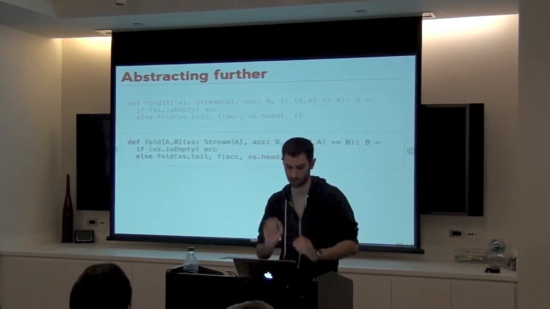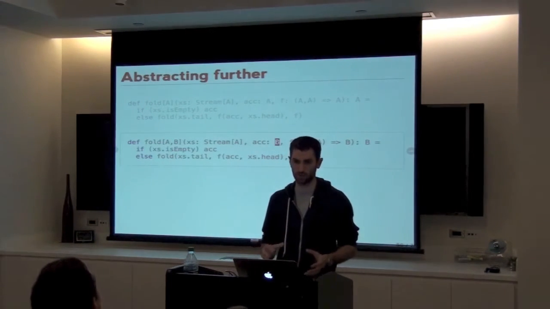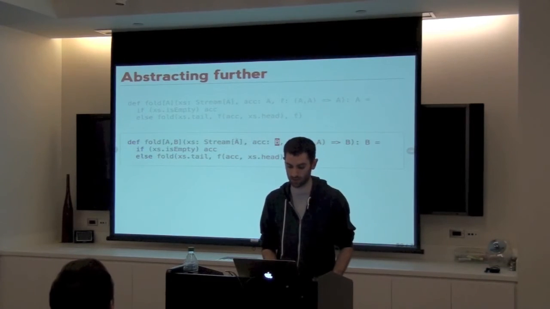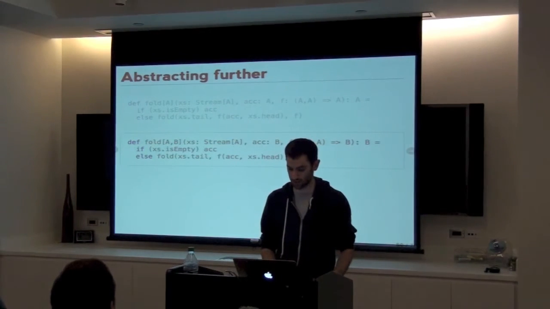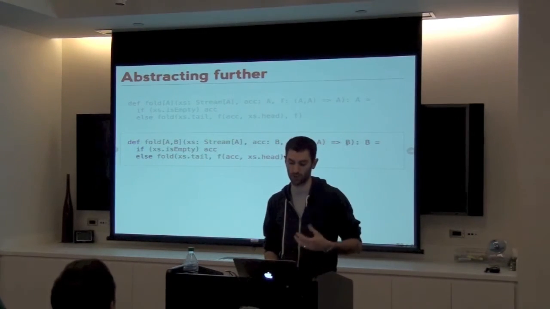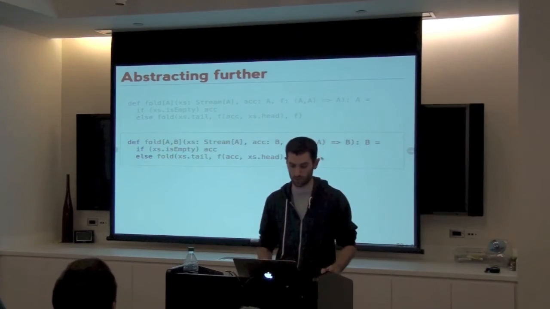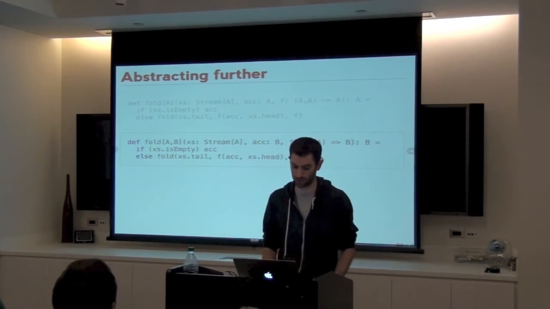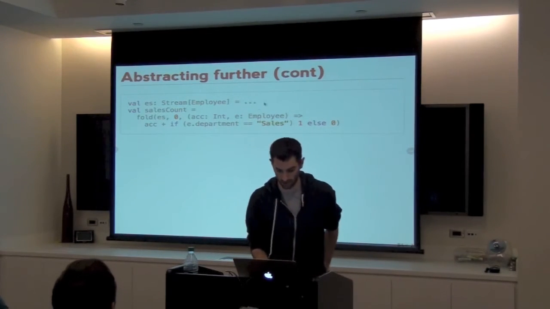So we can generalize this a little bit further into this function fold. Now the accumulated value can be a completely different type than the elements of the list. And the function just has to take the current accumulated value and the current value of the list and return a new accumulated value. We can still use this exact same function for defining both sum and product, but we can also use it for lots of other things. So here's an example of using it to count up the number of employees in the sales department.